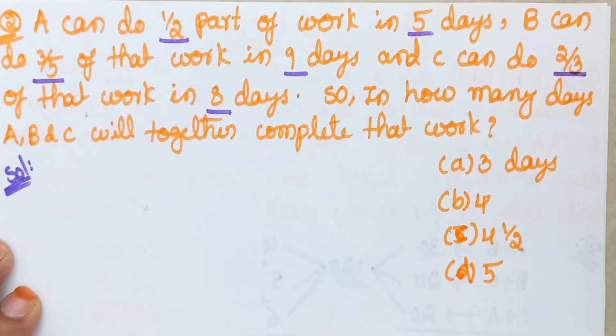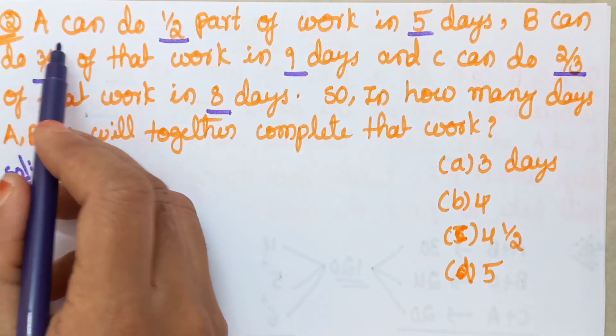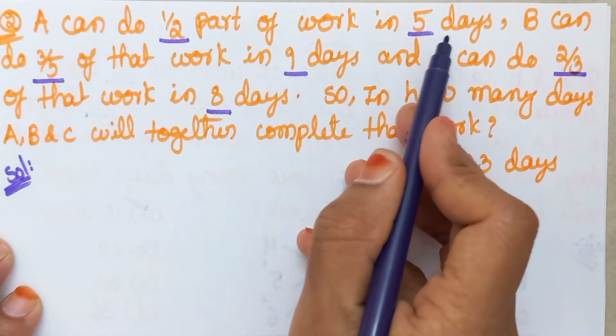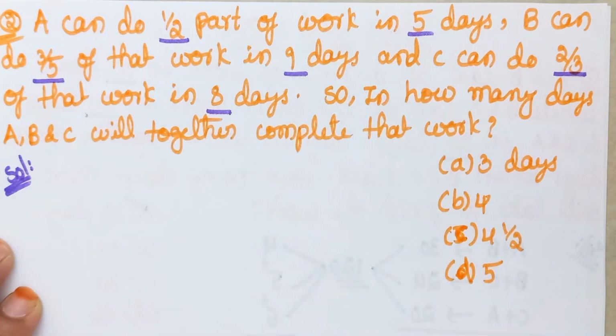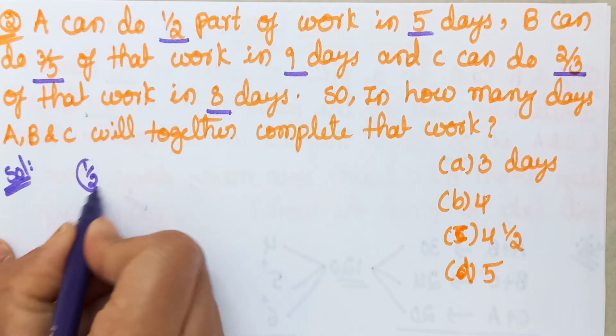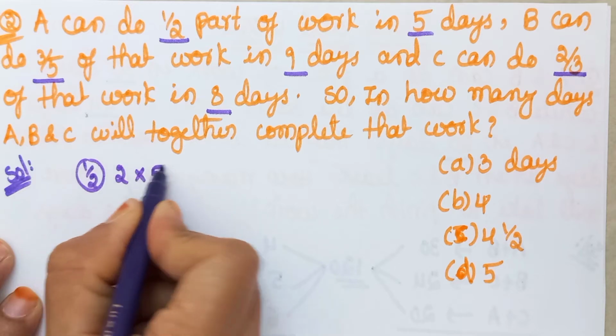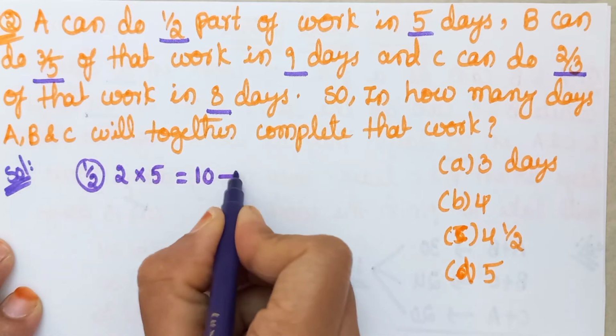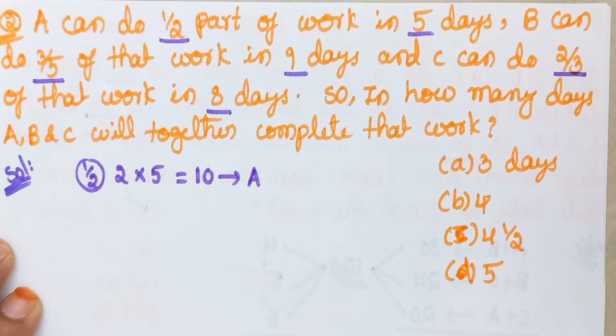First of all, we should remove these fractions. In order to remove the difficulty, we should remove these fractions first. What they mentioned: A can do half part of a work in 5 days. So, let us say that work is X. A can do half part of X in 5 days. How many days will A take to complete the work? Simply we have to invert this half. So, that becomes 2. 2 into 5 is nothing but 10. So, A will take 10 days to complete the work.